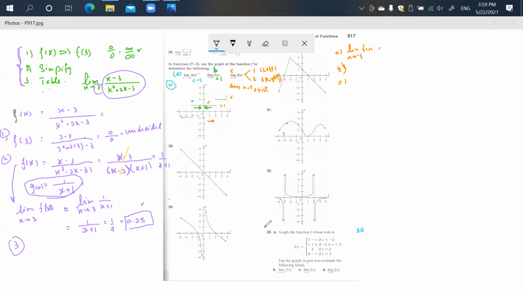But for question 33, you have to plot the graph and then answer similar to numbers 27 to 32. You have to plot the graph. So how many graphs do you have? 4, right? These are all linear, 1, 2, and this is a dot. And then this is linear. And then you answer parts B, C, D, similar to questions 27 to 32.